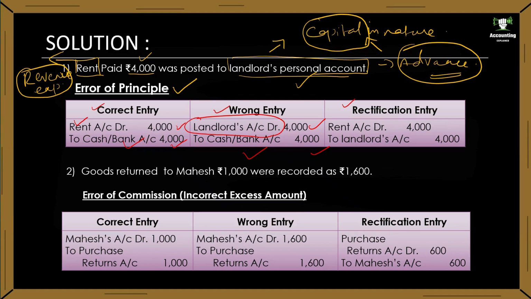Compare the correct entry and the wrong entry. The credit you have written correctly, so strike it off: to cash or bank 4,000. Now the remaining is only the debit part. In the debit part, the correct debit, take it. Rent account debit 4,000, take it to the rectification entry.